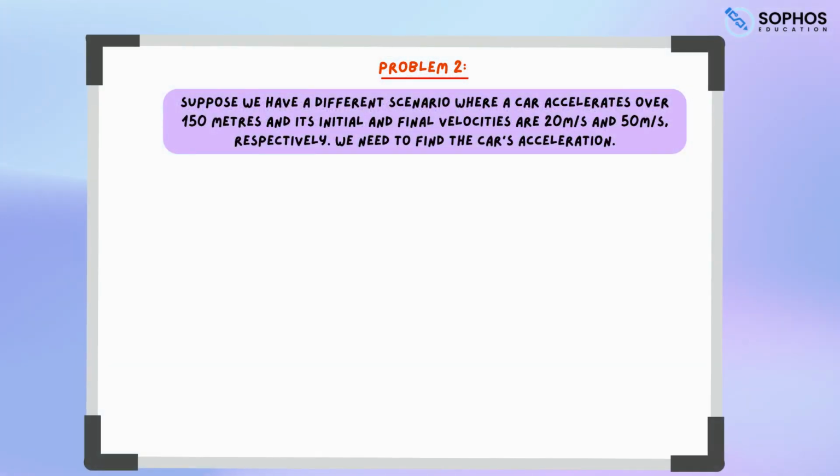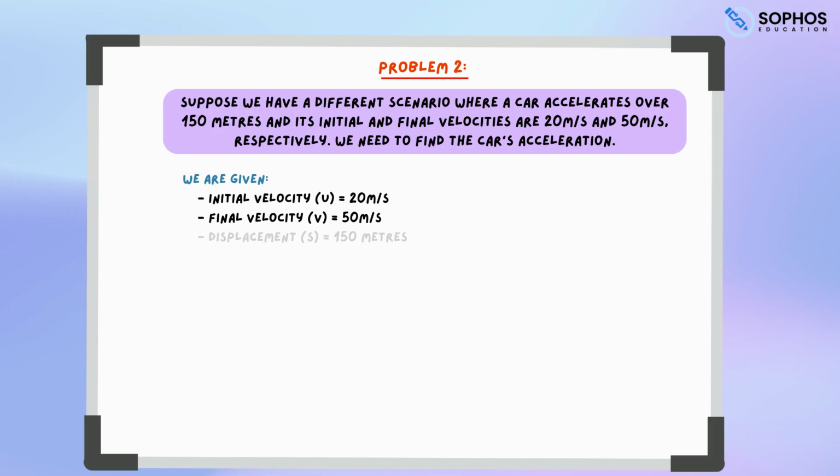Suppose we have a different scenario where a car accelerates over 150 meters and its initial and final velocities are 20 meters per second and 50 meters per second, respectively. We need to find the car's acceleration. First, identify the values. The initial velocity, u, is 20 meters per second, the final velocity, v, is 50 meters per second, and displacement, s, is 150 meters.